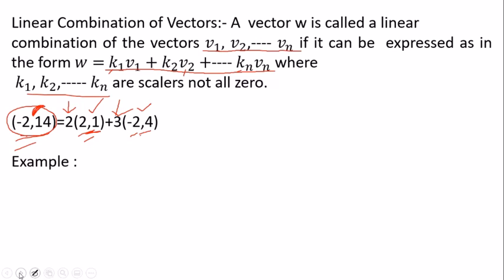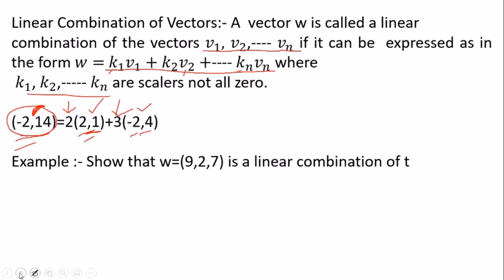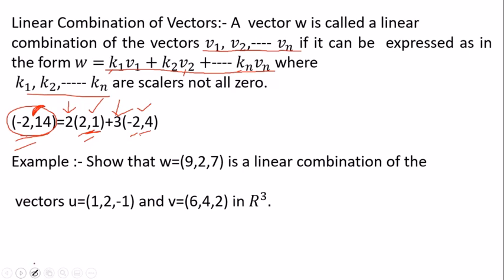Here let us see one example. In the example, we have to show that W equal to 9, 2, 7 is a linear combination of the given vectors, where the two vectors are u equal to 1, 2, minus 1 and v equal to 6, 4, 2 in R3. R3 means there are 3 elements in every vector. Earlier it was for 2; now we are doing the same thing for 3 elements.